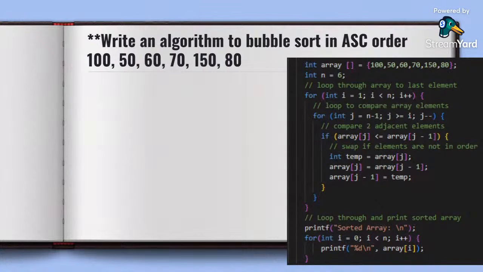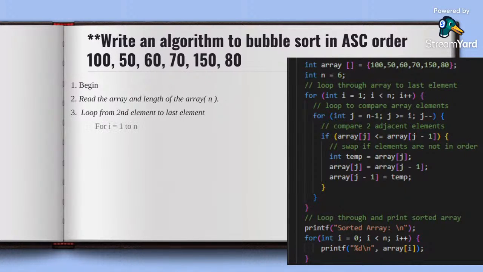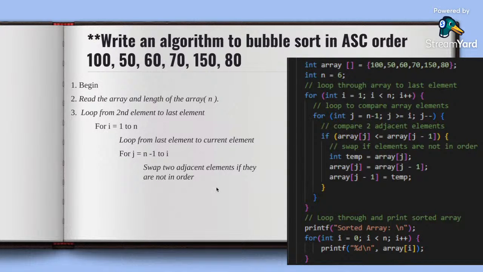Run the bubble sort algorithm in ascending order. Begin, read the array and the length of the array. Loop from the second element to the last element: for i equals 1 to n, loop from the last element to the current element. So in the outer loop, we loop from the second element to the last element, and in the inner loop, we loop from the last to the current, for j equals n minus 1 to i, and swap the adjacent elements if they're not in order. If array[j minus 1] is greater than array[j], then swap array[j] with array[j minus 1].